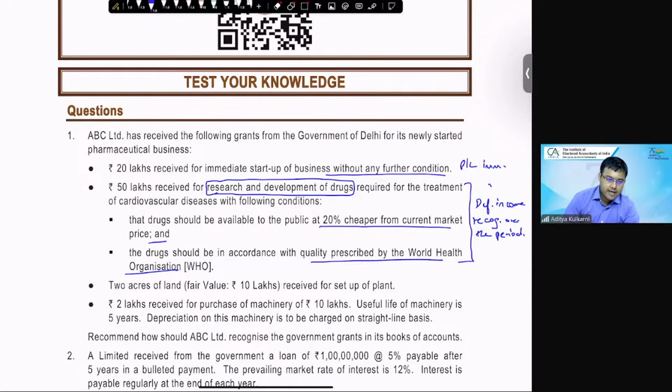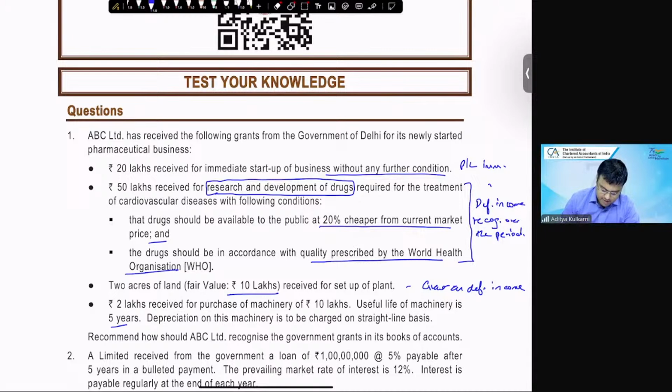All right. 2 acres of land, fair value 10 lakhs, received for setup of plant. So you can take this 2 acres of land, recognize it at fair value of 10 lakhs. Is it okay? And you present it in the grant showing it as a deferred income. Are we okay with this? Yes, sir. Grant as deferred income.